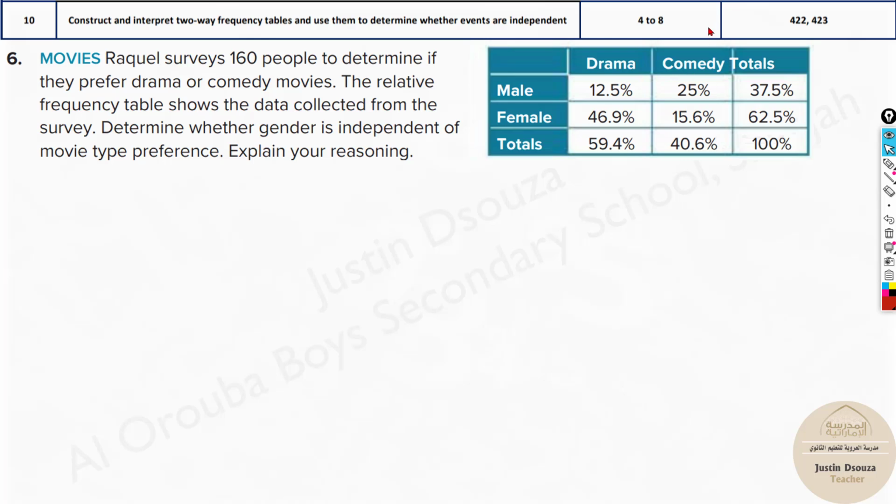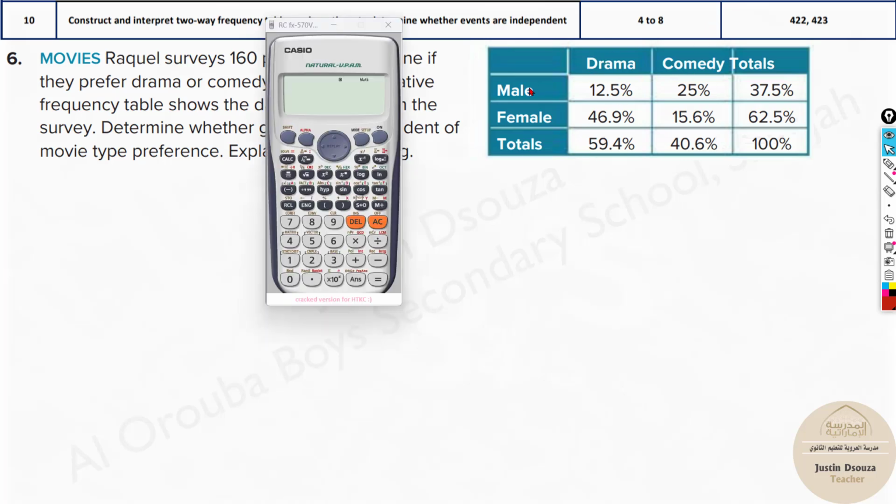Let's take a calculator and see. All you need to do is to find this drama male, just multiply the totals. That is 37.5 percentages over here, or you can take it as 0.375 multiplied with 59.4%. Don't forget the percent. Now the answer is how much? It is 22.2%. It's not matching. So I can just stop. You can try the other values. All the values should match only if they match.